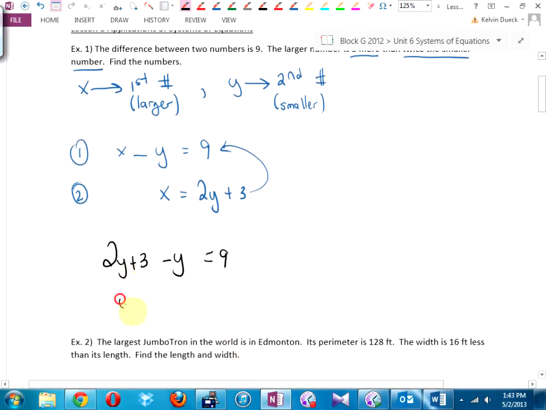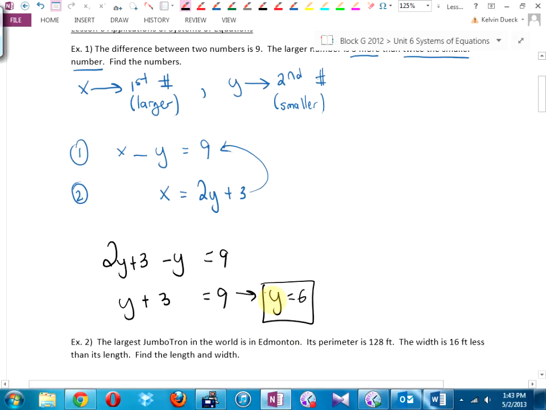2y minus y plus 3 equals 9. I think I did this in my head. What plus 3 equals 9? 6. Really? It took you that long? 6? Yes? y equals 6. What's x?